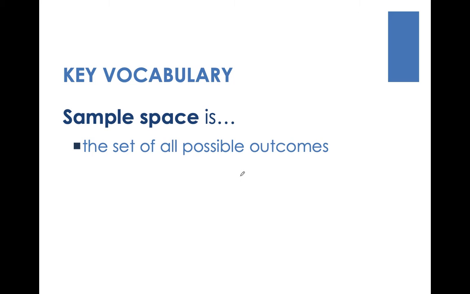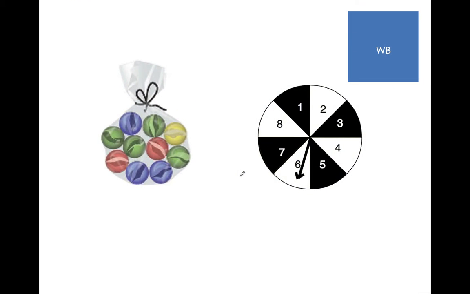The sample space is the set of all possible outcomes in an event. For example, if we're flipping a coin, the sample space is either heads or tails. Here's a few other examples. The sample space of this bag of marbles would be 1 yellow marble, 2 red marbles, 3 blue marbles, and 4 green marbles. Just listing all of the possible outcomes. And for this spinner, the results are 1 through 8.